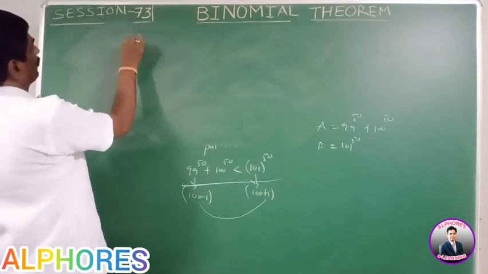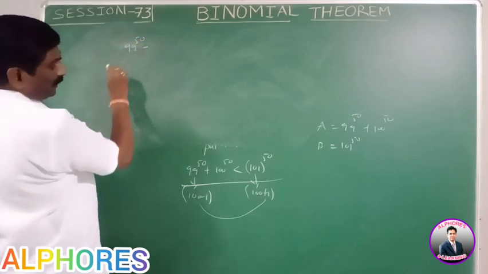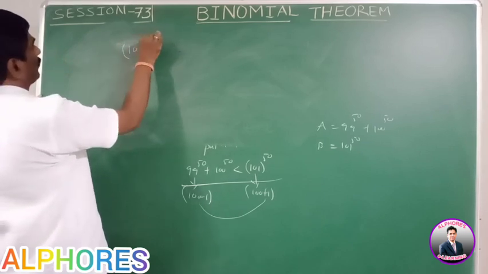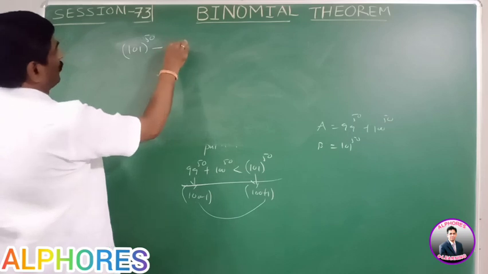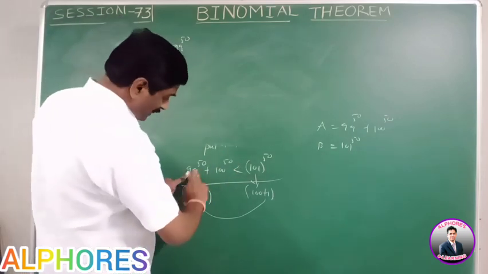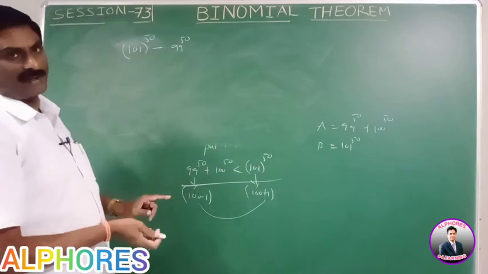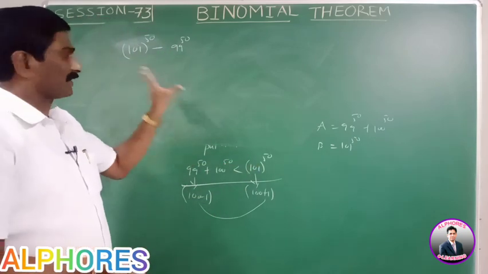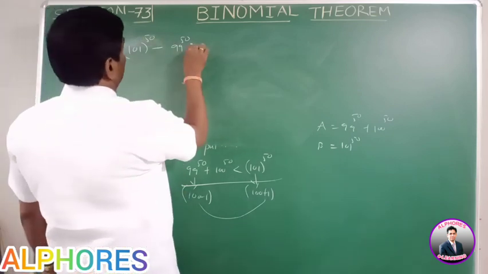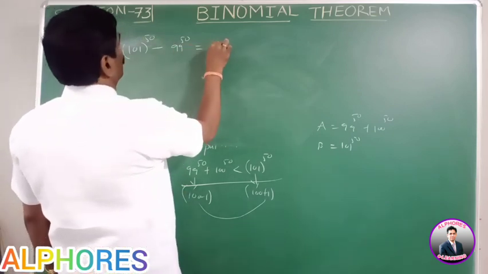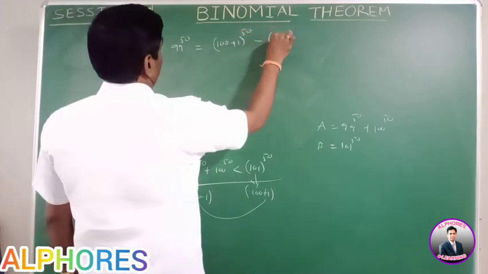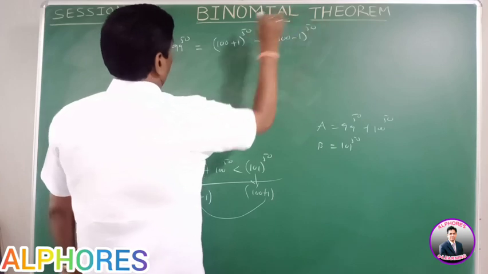Consider 99 power 50 plus 100 power 50, and consider 101 whole power 50 minus 99 power 50. Okay, these two are on opposite sides. Suppose we move this value to the RHS, 101 minus 99. Consider whether this value is less or greater with respect to 100. Okay, 101 whole power 50 minus 99 whole power 50 is equal to (100 plus 1) whole power 50 minus (100 minus 1) whole power 50.